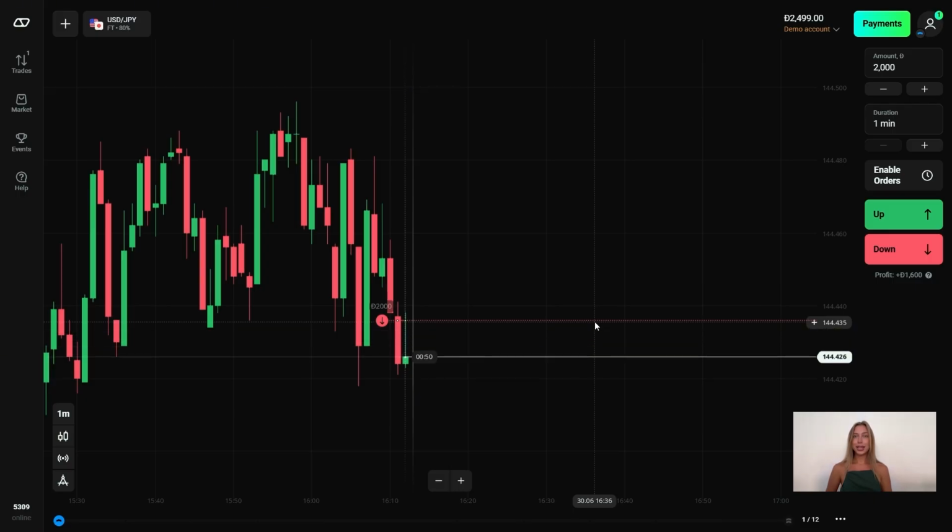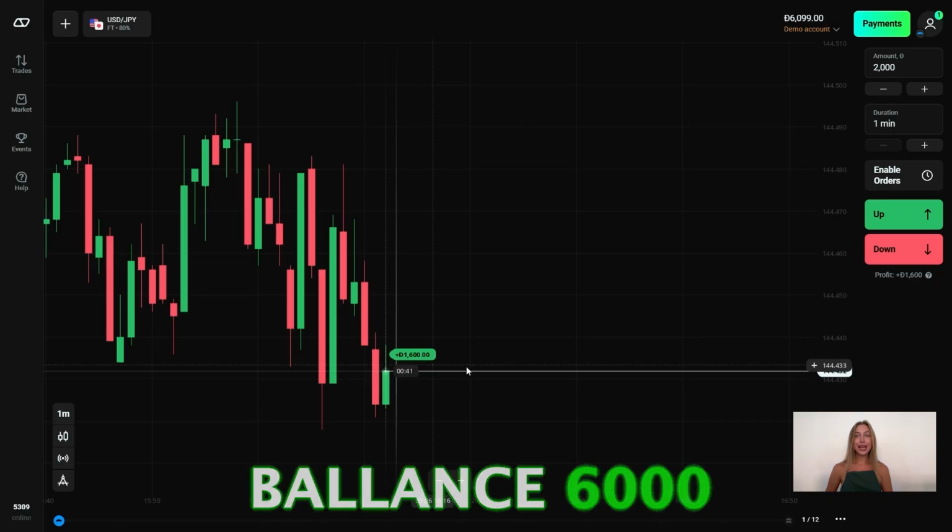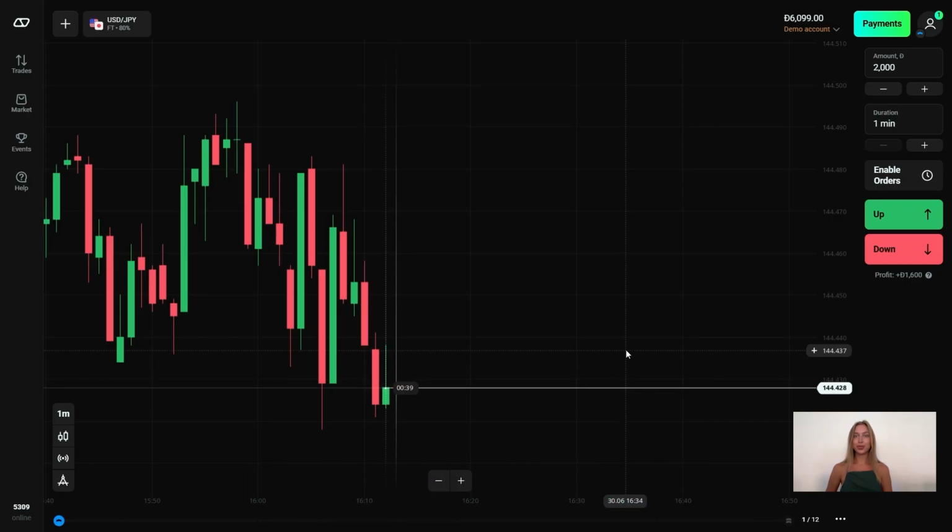So as we can see, there really was a good downward movement. The trade closed in profit. My balance is already 6,000. We are not stopping here and we'll move on.